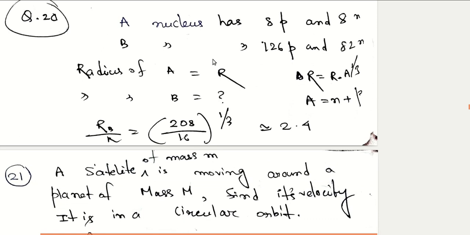Next, for question 20, A nucleus has 8 protons and 8 neutrons, and B nucleus has 126 protons and 82 neutrons. If A nucleus has radius r, then the radius of B will be, so you know that r is equal to r0 A to the power 1/3. So A is basically neutron plus proton. If you do the calculation, it will give you RB will be 2.4 times r.